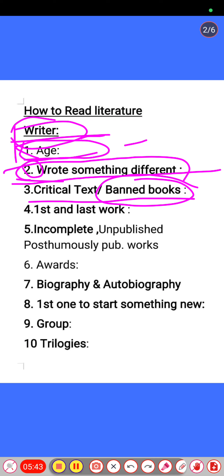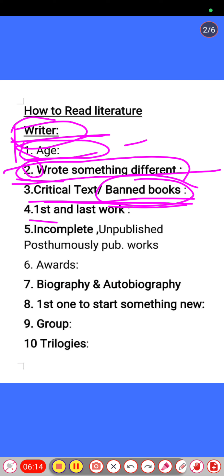Because society is not able to accept the change that is shown in that book, just like Ulysses. So this kind of books are now considered to be classics, but earlier these were banned books, just like Salman Rushdie's Satanic Verses, that was also banned, but now it is considered to be a classic one. So this kind of text is always very important when you are preparing for your exam.